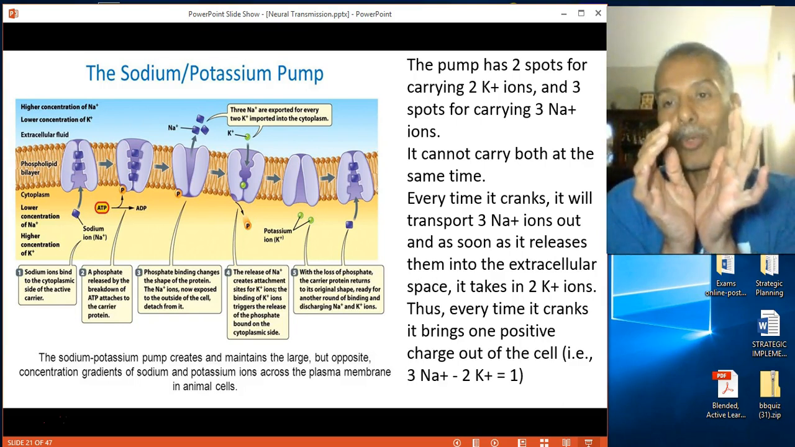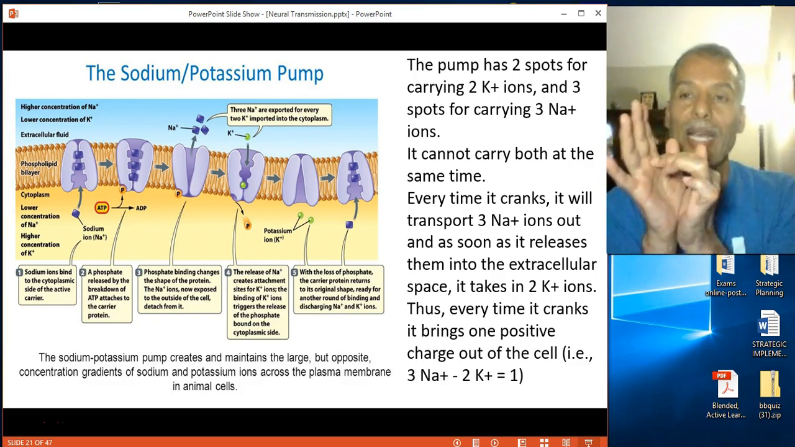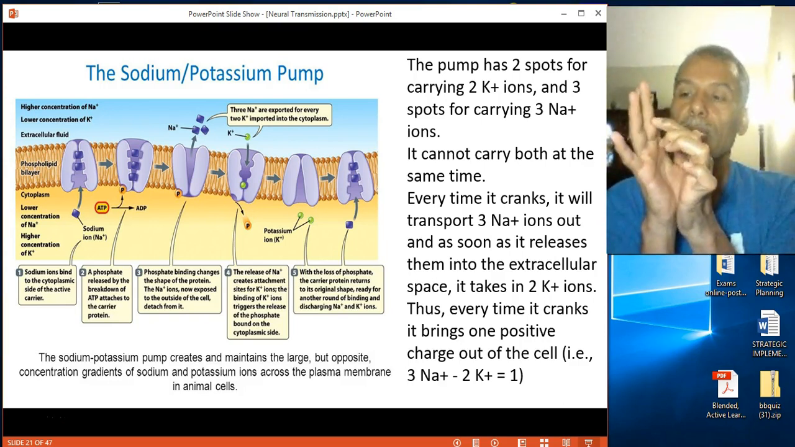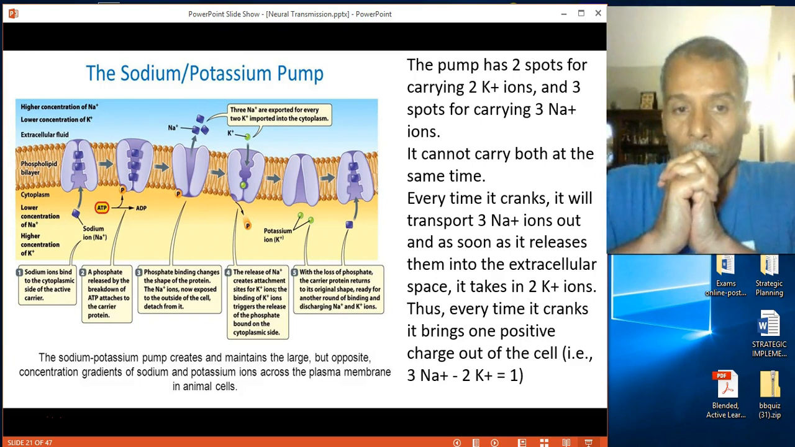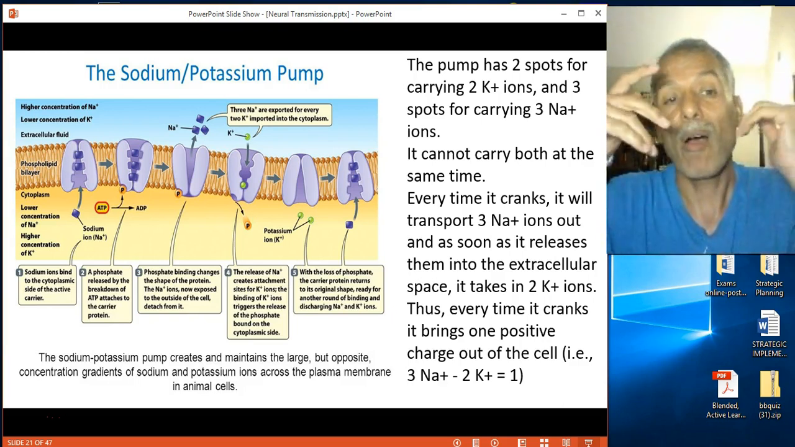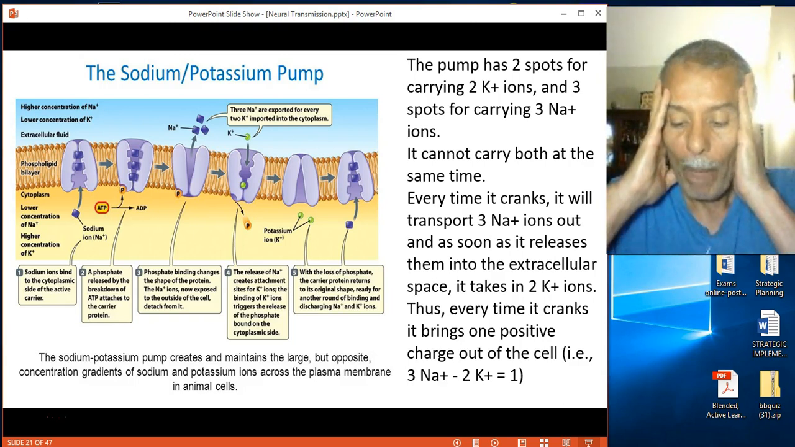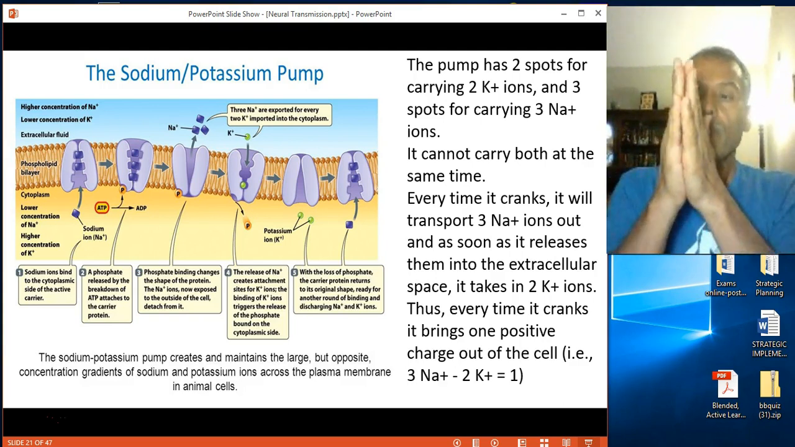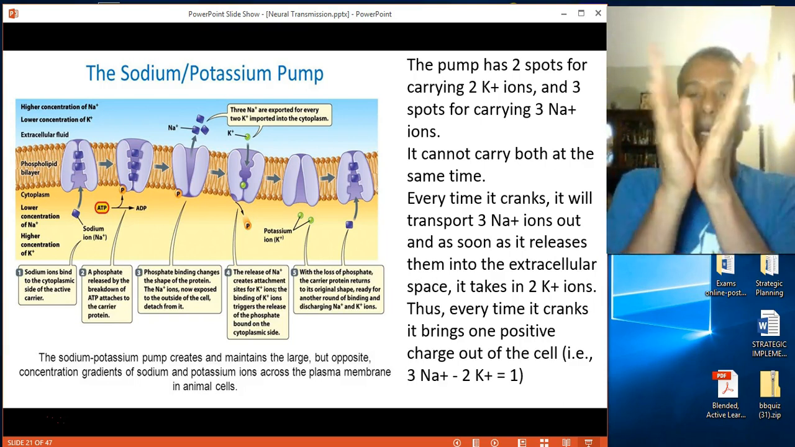Then the sites for the sodiums are not going to be able to attract more. They will be in rest mode. And the side where there are two places for potassium is going to attract potassium from outside. Every time it takes two potassiums, closes, and brings them in. So in this case, let's say one pump, of course there are millions of them, and it cranks 10 times. So 10 times it's going to take sodium, dump it out, bring in two potassiums, dump them in, take 3 sodiums, dump them out.